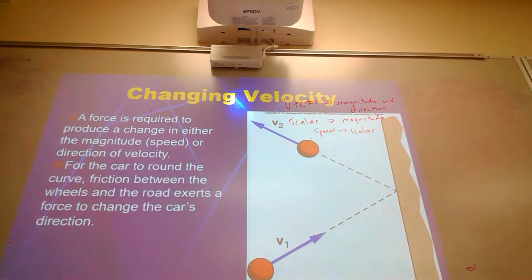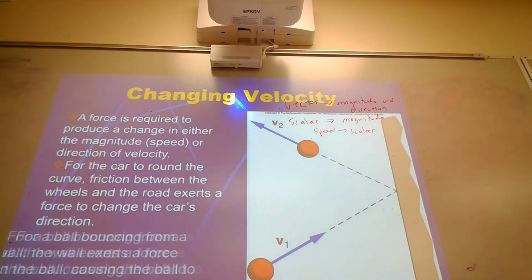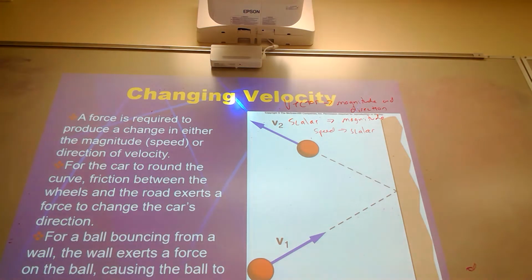A force is required to produce a change in either the magnitude, speed, or direction of velocity. For the car to round the curve, friction between the wheels and the road exerts a force to change the car's direction. For a ball bouncing from a wall, the wall exerts a force on the ball, causing the ball to change direction. We don't talk about forces till chapter 4. But what made something change? It was the force. So forces are central to mechanics physics, but we have to build up to how we can describe a force. In order to understand forces, we have to understand velocities and acceleration.